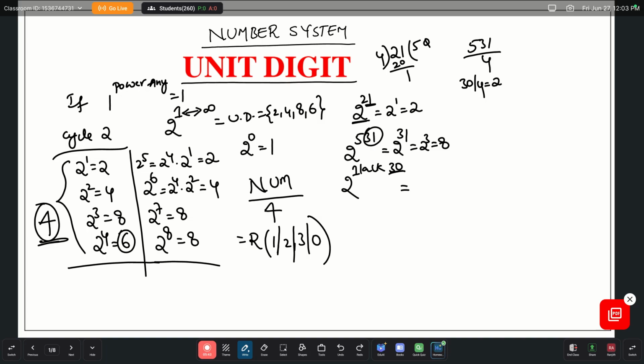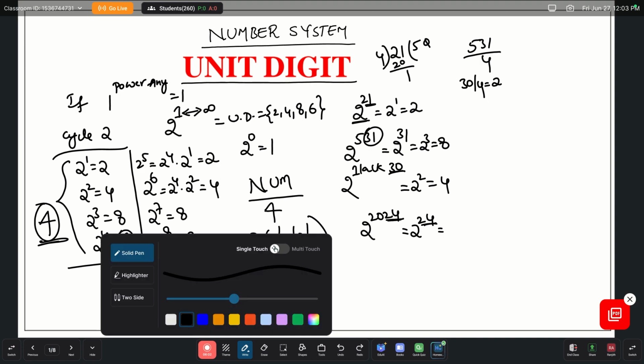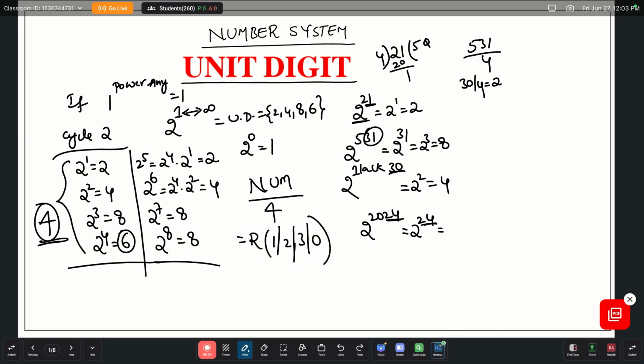Next, 2 power 1 lakh 30. Again, the power is 1 lakh 30, so we can't divide 1 lakh 30 by 4. The divisibility rule for 4 is to take the last 2 digits. 30 divided by 4, remainder equal to 2. So that will be 2 square equal to 4.